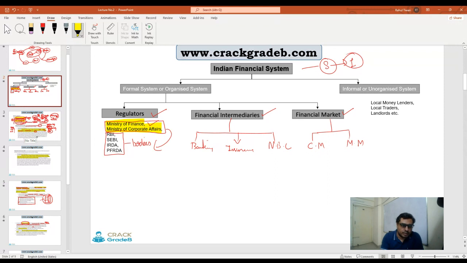So these are the two ministries which are working as a regulator, not in a very direct sense, but they always try to facilitate these organizations to allow them to make their functioning smooth and effective. Right. So this is the role of these two ministries. Okay. I hope it is clear.